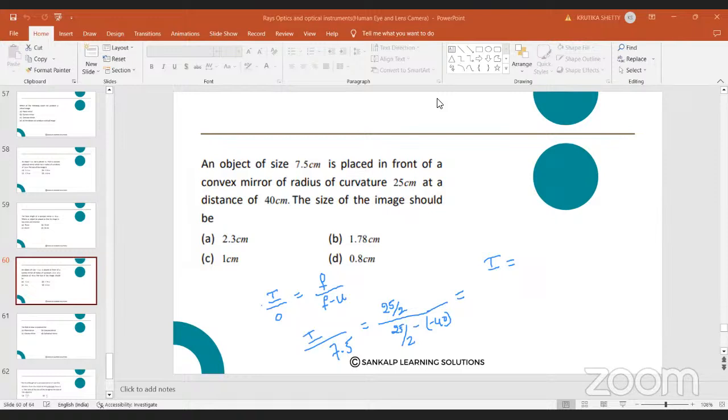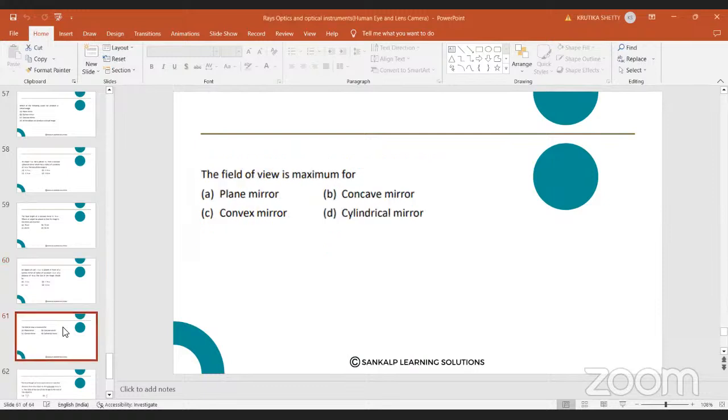Okay. Then another 3 questions we have, then we can go for the previous year questions. The next question is, the field of view is maximum for plane mirrors, concave mirrors, convex mirrors, cylindrical mirrors. It is for convex. Yes, correct. So for the convex mirror, we will get the maximum view. That is option C is correct.